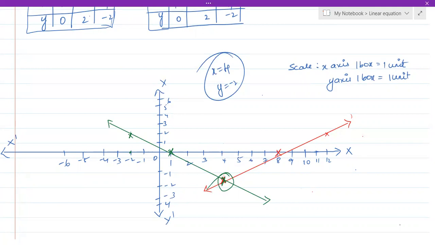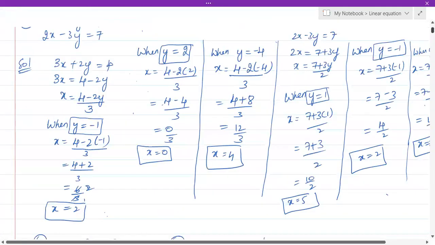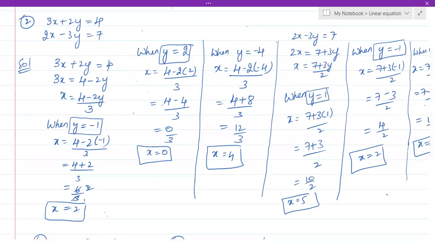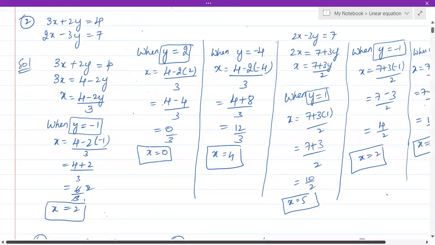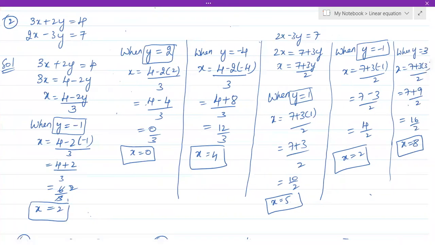So let's take one more question and understand how to plot it. As you can see, I've already taken one question here, and let me explain this question. The equations are 3x plus 2y is equal to 4, and 2x minus 3y is equal to 7. I have taken the first equation, 3x plus 2y is equal to 4. In the next step, I have sent 2y to the other side, so it becomes 4 minus 2y. Then I don't want this 3 with x, so I have sent it to the other side. Therefore, we have x as 4 minus 2y divided by 3.